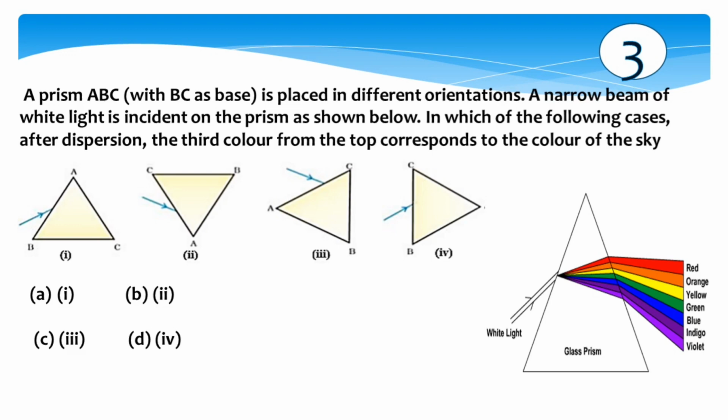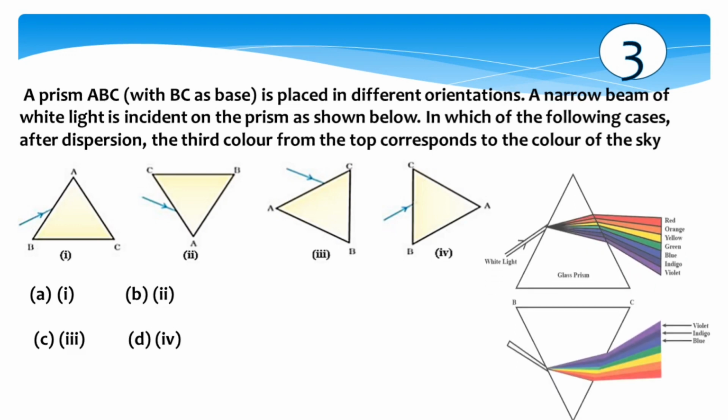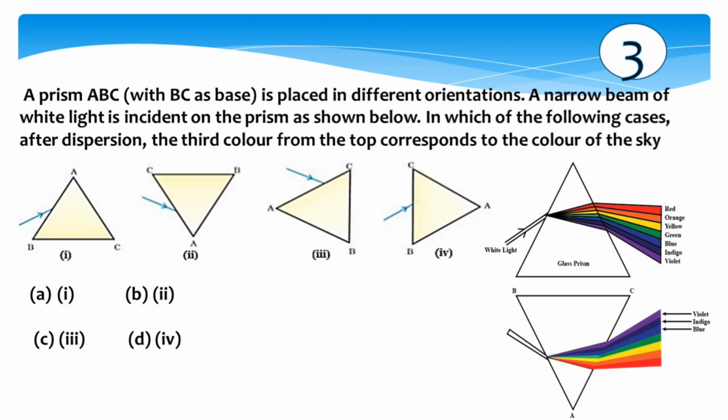Now let's see what happens if the prism is inverted, that is as kept in second case. So when the prism is inverted, the light again gets dispersed, but here the top color is violet and the bottom color is red. And here the third color from the top is blue, which corresponds to the color of the sky. So the correct option for this question is option B. So if already we have got one option, then we need not check for the third and fourth option here, and we can skip and go for the next question.